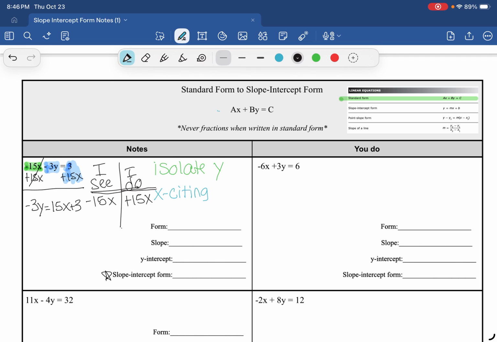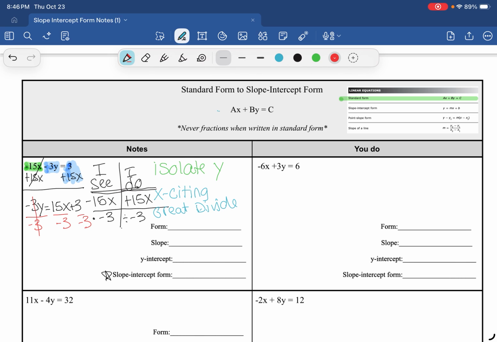So my next move, if you recall, is the great divide. Our great divide means we are going to divide everything by the number that is next to y, or the coefficient next to y. So what do I see is happening to y? It's being multiplied by negative 3. So the inverse of that would be to divide everything by negative 3. So this is our great divide. That will always be your last step.